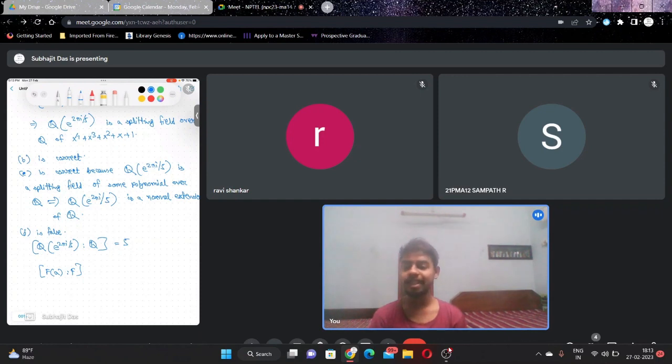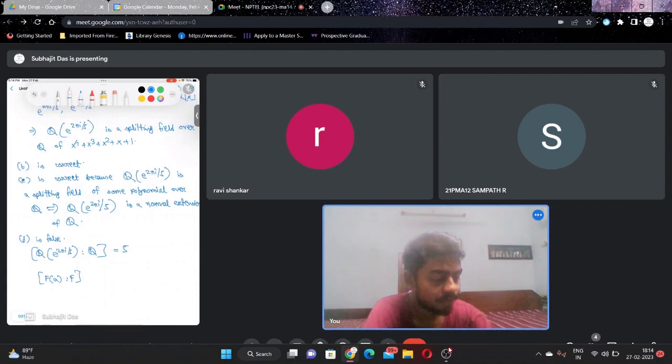Firstly, we know that this extension is a finite extension if and only if a is algebraic over F, and in fact, if indeed a is algebraic over F, then the degree of this extension will be equal to the degree of the minimal polynomial of a over F, right? This is what we know. Now for e^(2πi/5), we just need to find out the minimal polynomial of e^(2πi/5) over Q, right?